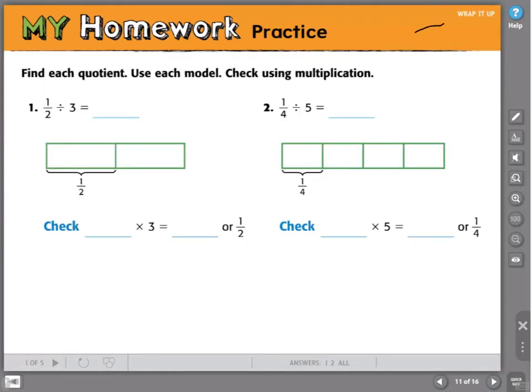And finally, this is the Q section of our video. Again, we've got 2 practice problems, but we are asked to use a model and then show that we've checked our answer with multiplication. When you finish with this, I'd like you to come up with a question of your own that represents what you learned in today's video. I look forward to seeing what you come up with in class tomorrow.